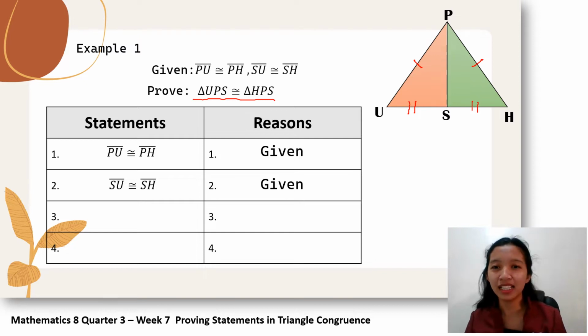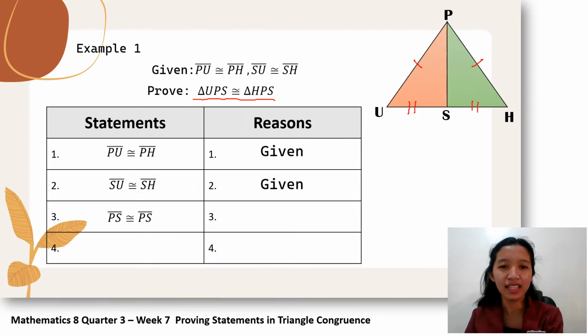Can you see that the triangle UPS and the triangle HPS share a common side? So what side are they common? Yes, they are. If you answered line PS, then you are correct. So we can say that the line PS is congruent to line PS.